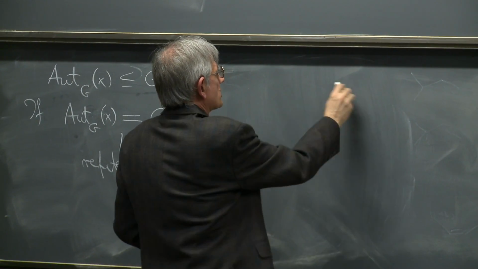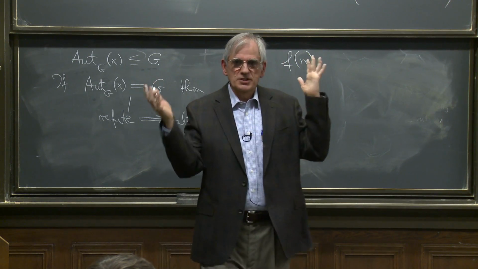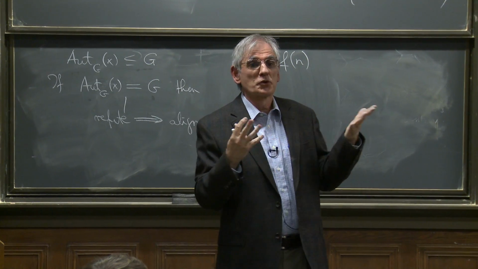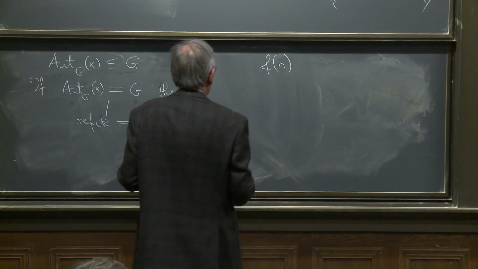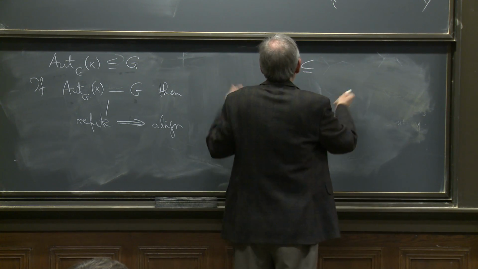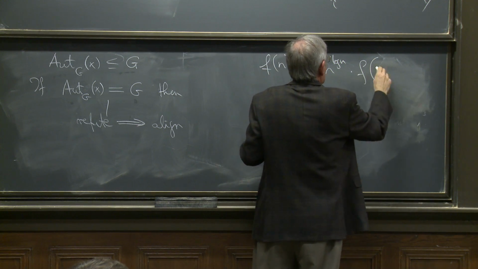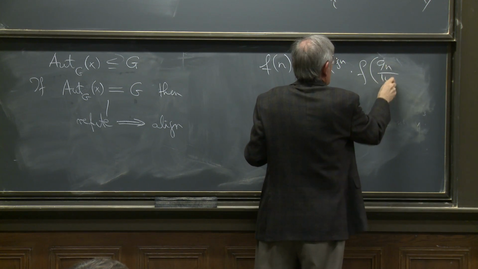So the target recurrence is going to be of this form. Suppose f of n is the amount of resources we use. Now, in this case, it will be the number of group operations. So the number of group operations we use. Now, suppose that I have a recurrence of this form, that this is less than, say, n to the log n times f of 9n over 10.